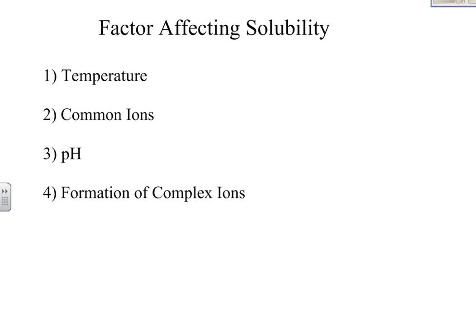pH is a little bit harder to understand, but pH will affect, again, the amount of ions that happen to be dissolved. We'll take a look at that in just a moment, as well as the formation of complex ions. The formation of complex ions will tend to remove some of those ions from solution. If you remove some of those ions from solution, that's going to shift the equilibrium to the right, and you would actually get more of that solid to dissolve, an increase in solubility.